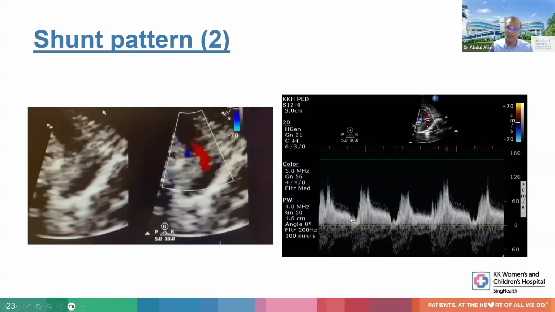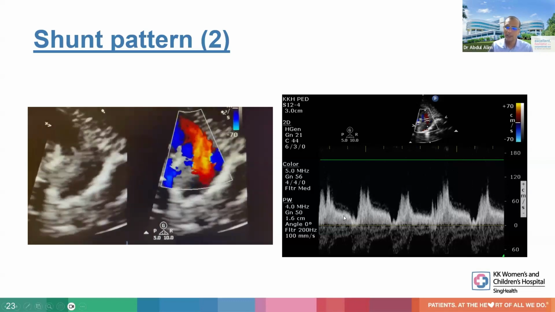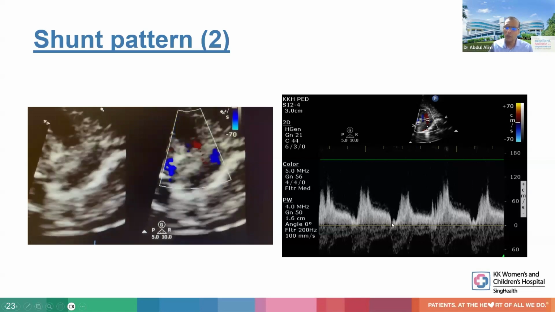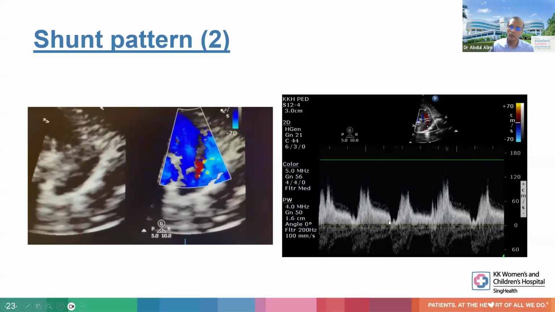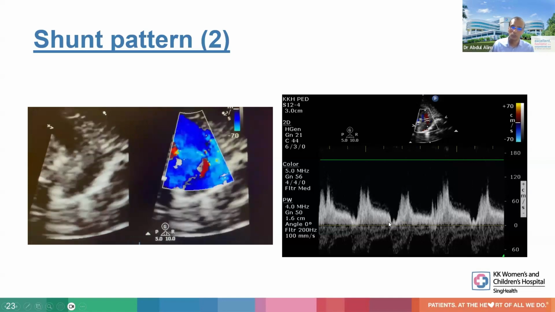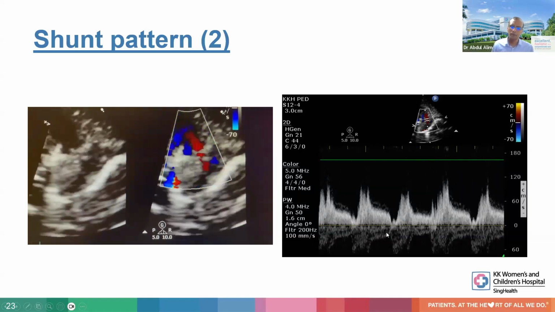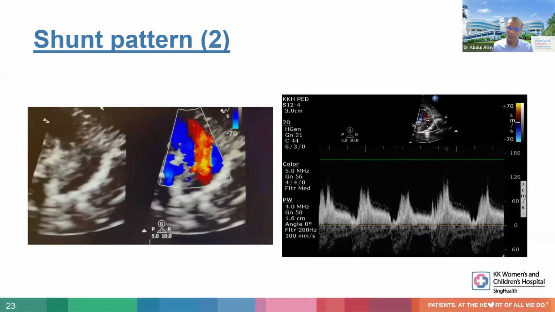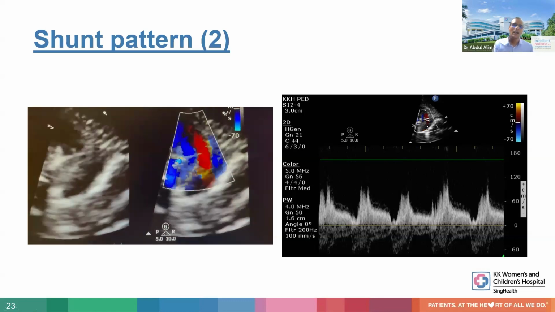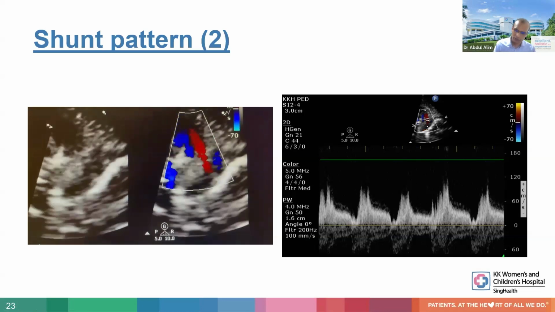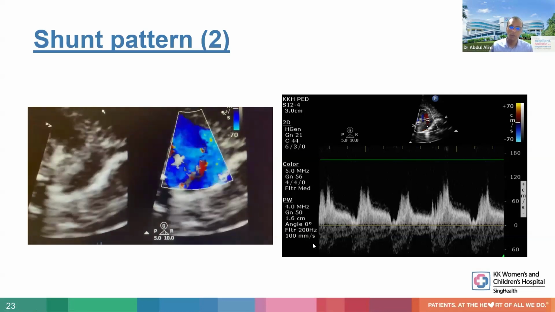So again, in this study, at the end of diastole, you can see the flow is almost coming to the baseline. So at that time, the pulmonary pressures are almost close to systemic pressures. So this is again not a pulmonary hypertensive pattern, but it's slightly less pulmonary hypertensive than the previous example I have shown.